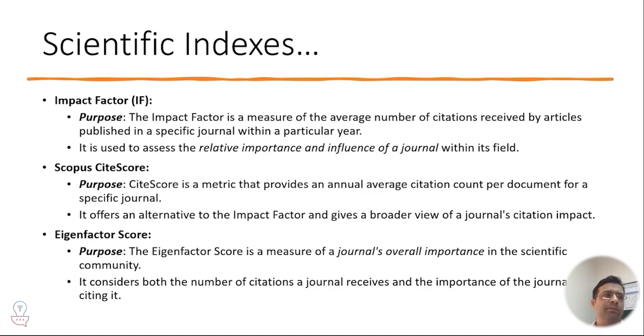So that means, for example, your article is published in the Q1 category, and only other Q1 journals, or higher ranked journals than yours, are citing it. That means your article has more impact, right? So the eigenfactor of that particular journal will be more in that case.